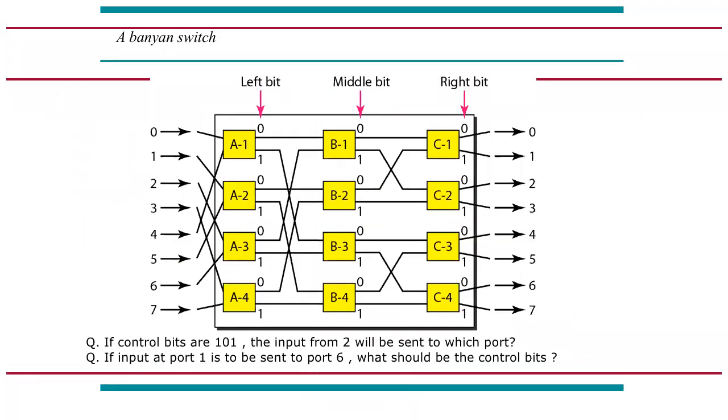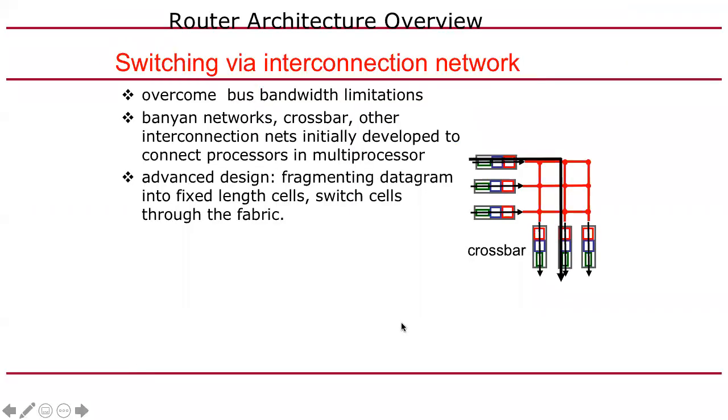So here's a coding scheme based on binary. If the bits are 101, then you route down, and then you route straight, and then you route down, and that connects 0 to 5. And then here it says if the input at 1 is to be sent to port 6, what should be the control bits? So here's the input at 1. You want the control bit to go to port 6, which is over here. So it's going to end with a 0. To get down there, you go to port 1, you route with 1, then you route with 1, and then you route with 0. So it looks like 1, 1, 0 gets you to port 6. So that's a Banyan switch.